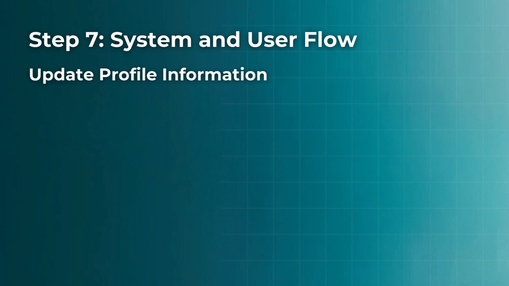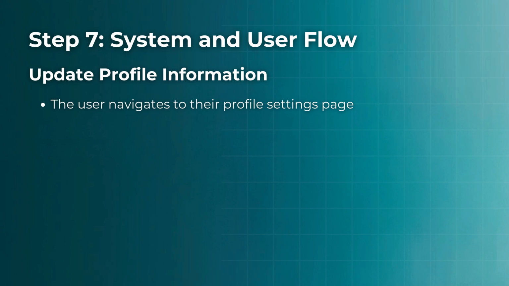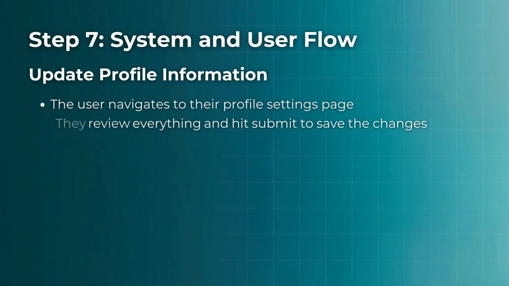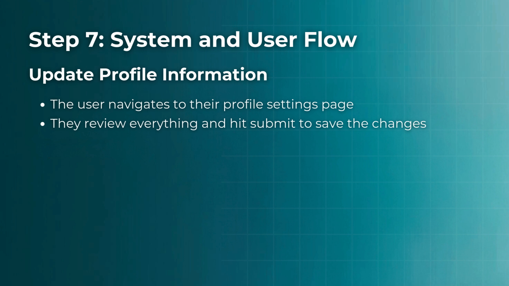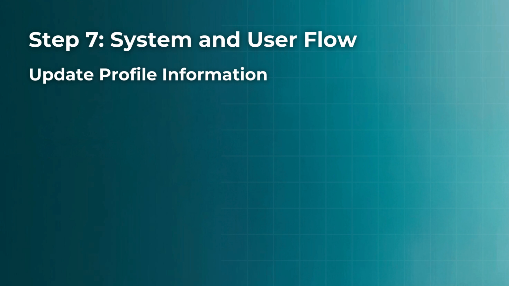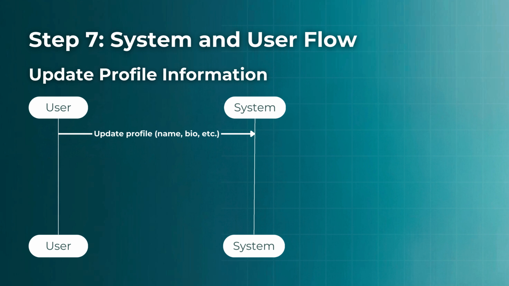Here's how it works from the user's side. First, the user navigates to their profile settings page. This is where they can make changes to things like their bio, email, or even their profile picture. Once they've made their edits, they review everything and hit submit to save the changes. And that's it for the user. Simple and efficient. Now, let's dive into what the system does in the background.